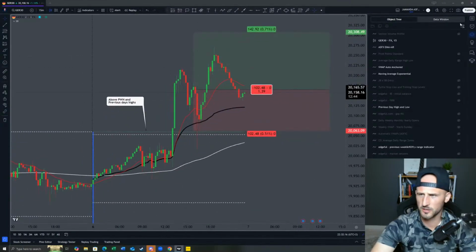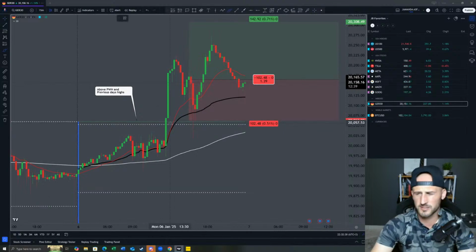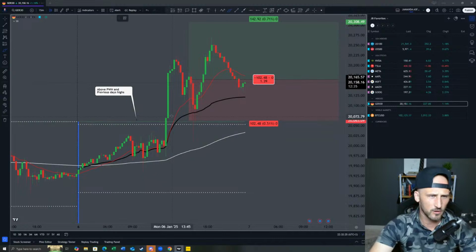This is the 50-minute chart, and price was still making bullish higher lows. Pretty simple price action. I don't overcomplicate my technical analysis. I don't try to be the fanciest thing on earth, right? I use data-backed statistics from Edgefill to help me make decisions. So we took our previous day's highs and previous week's highs.